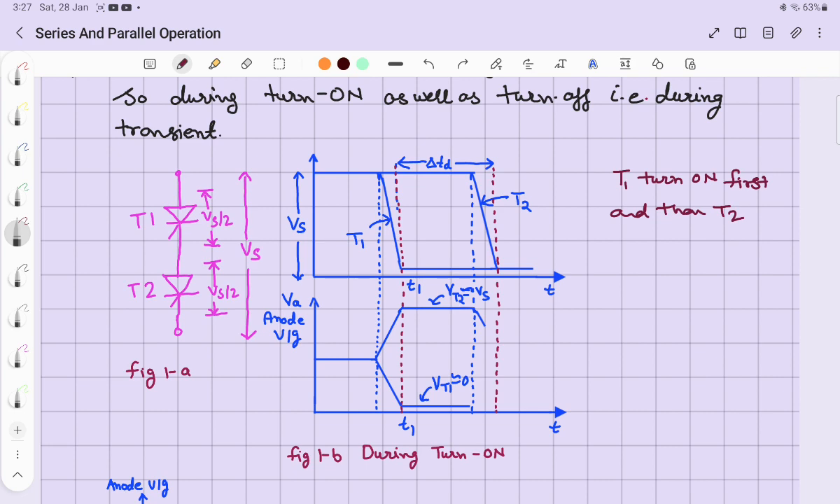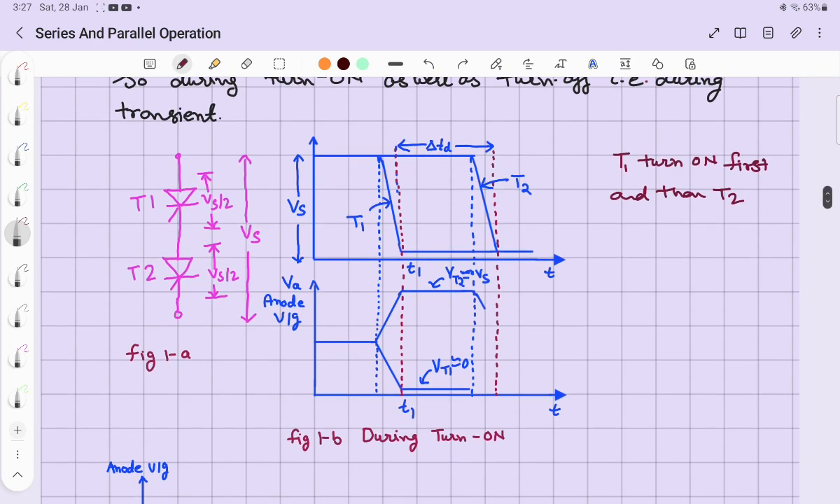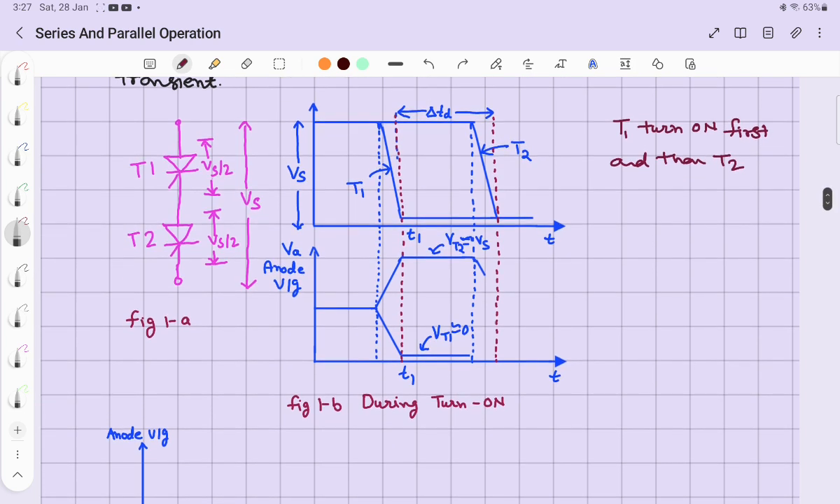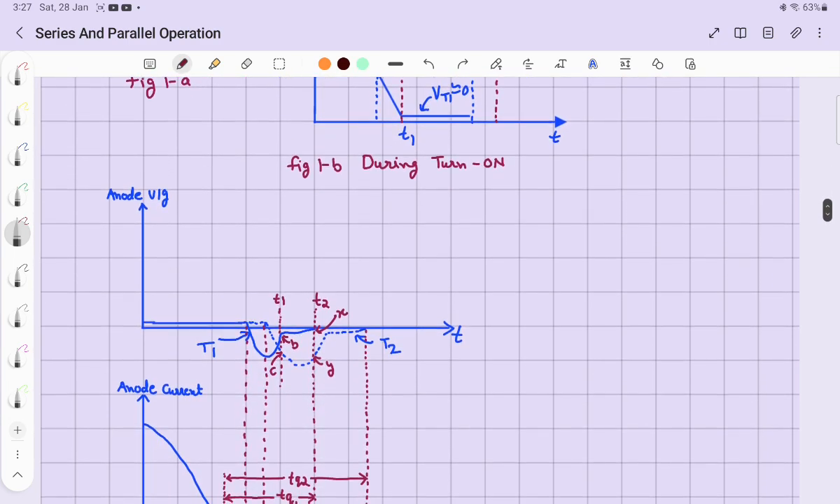Right? So the situation is very dangerous because the thyristor is rated for a voltage of Vs by 2. Now it is sharing the entire voltage. So this condition should be avoided during the turn on process.